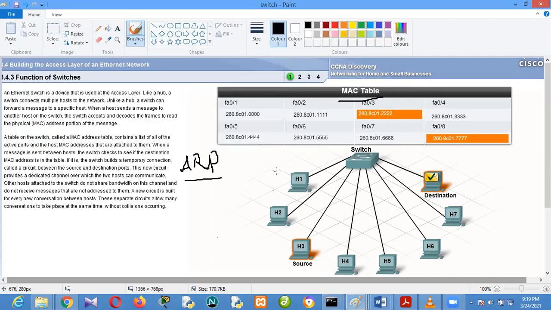Okay. Now, as I was saying before, the switch has a table, a database called the ARP table. And that ARP table also contains the MAC address table. So what does the switch use the ARP table to do?